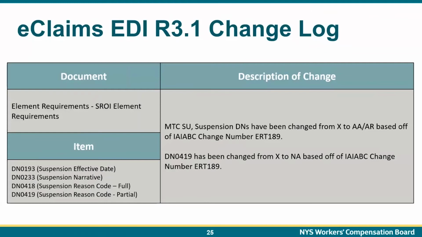We are making DN 0193 and DN 0418 AR. DN 0233 is AA, and we're changing DN 0419 to NA.